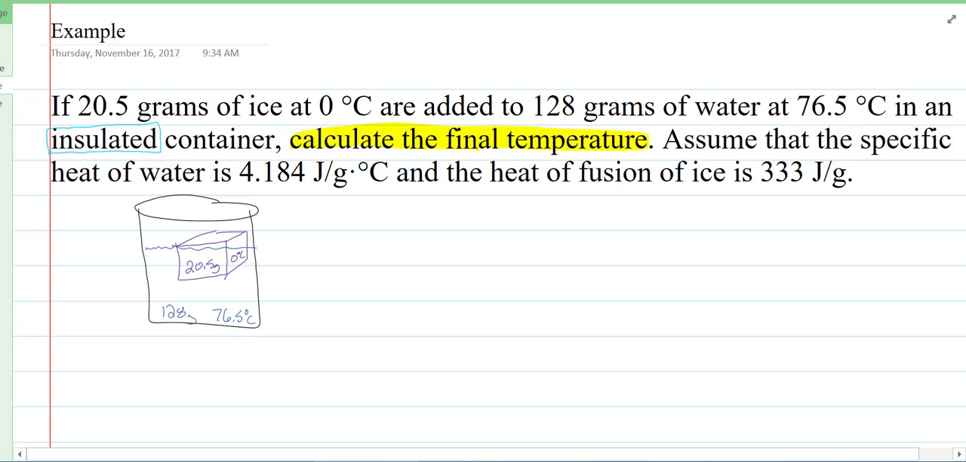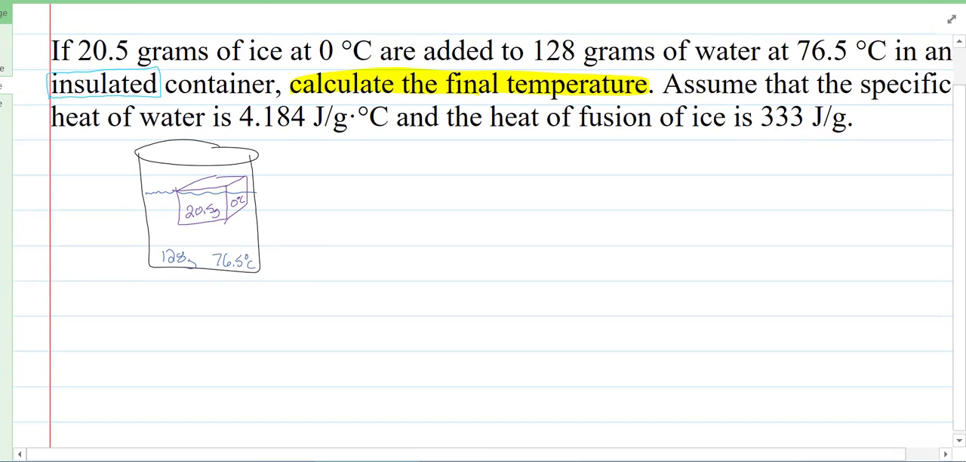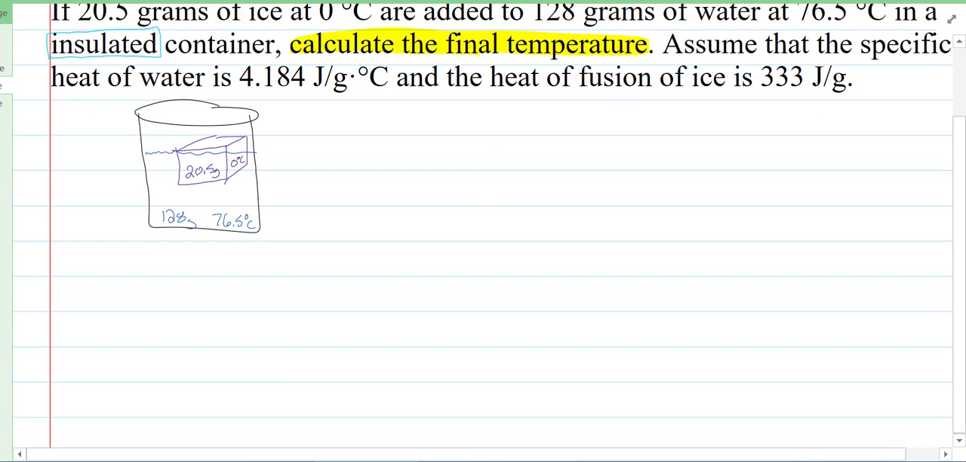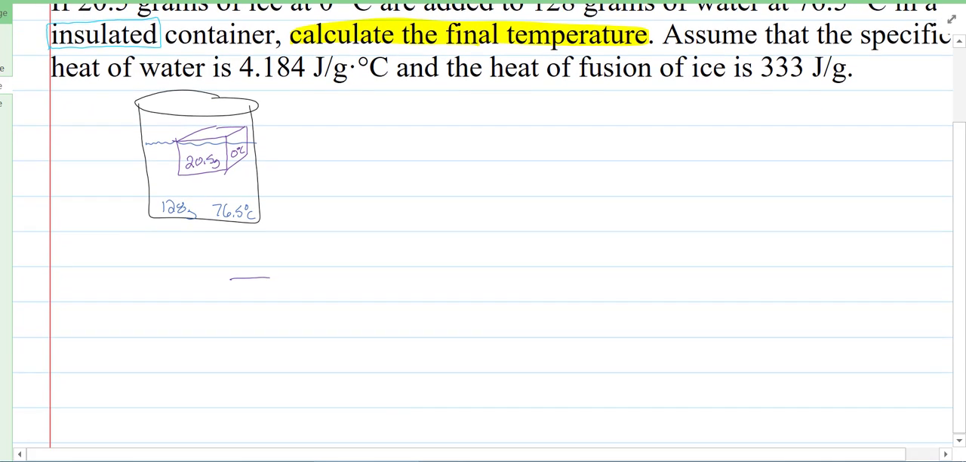We're going to calculate the final temperature. I'm assuming that all the ice is going to melt. Otherwise, the final temperature would be 0. If I still have water and ice, the final temperature is 0. So I'm assuming that the final temperature is not going to be 0. We are going to find out if this assumption is valid when we do our calculations. So we have the ice side and the water side.